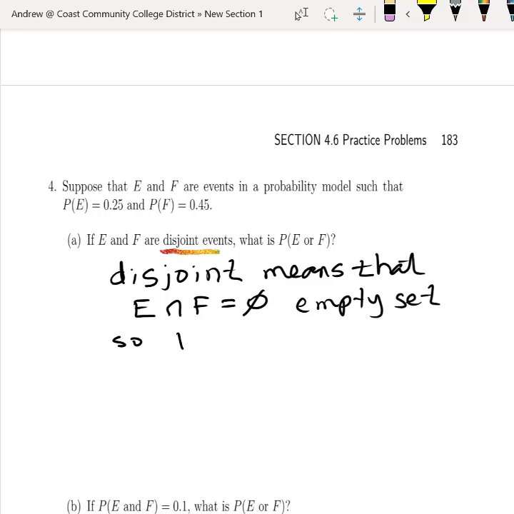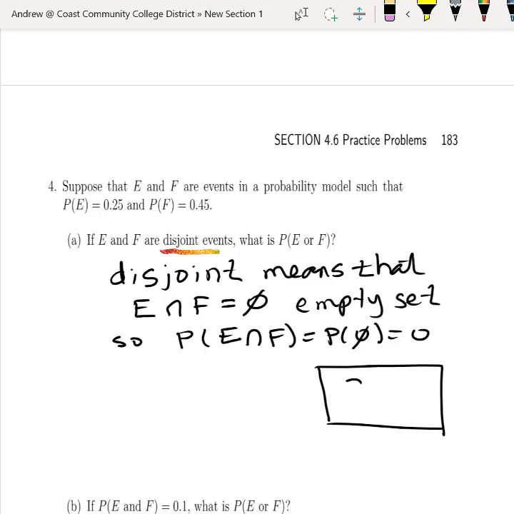So the probability of that intersection in this case is the probability of the empty set, which is 0. Now, that is the intersection. So here, this is what they look like. Here's E and here's F. We could color those in because it's fun. That's disjoint. Okay, then what we're looking for is the union.